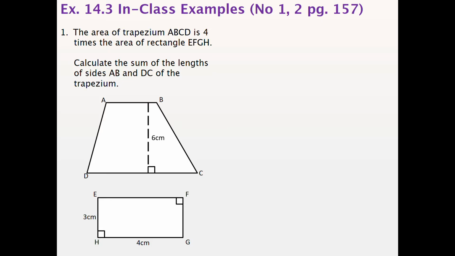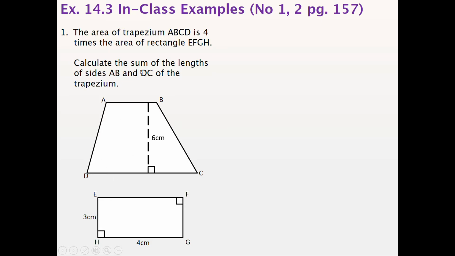Alright, so in this example, what they've given me is the area. They've said the area of trapezium ABCD is 4 times the area of the rectangle. Okay, so that links these two. So their areas are linked. How are they linked? Well, if I take the area of the rectangle and times it by 4, it's going to give me the area of the trapezium.